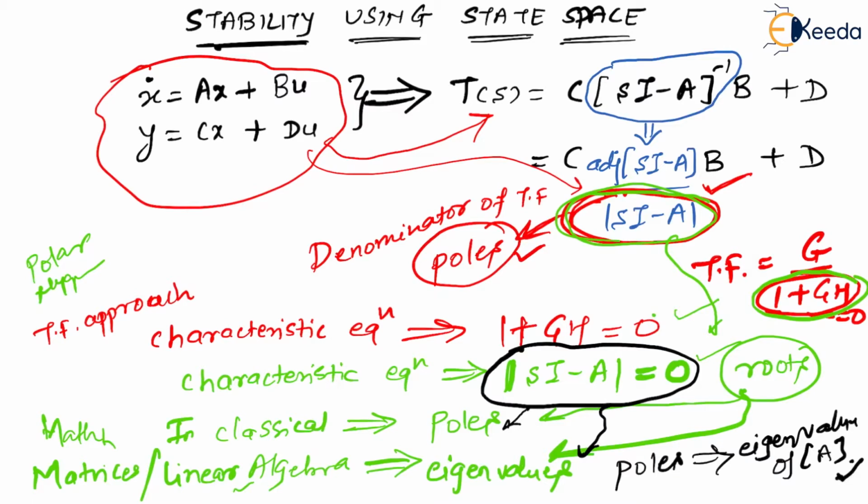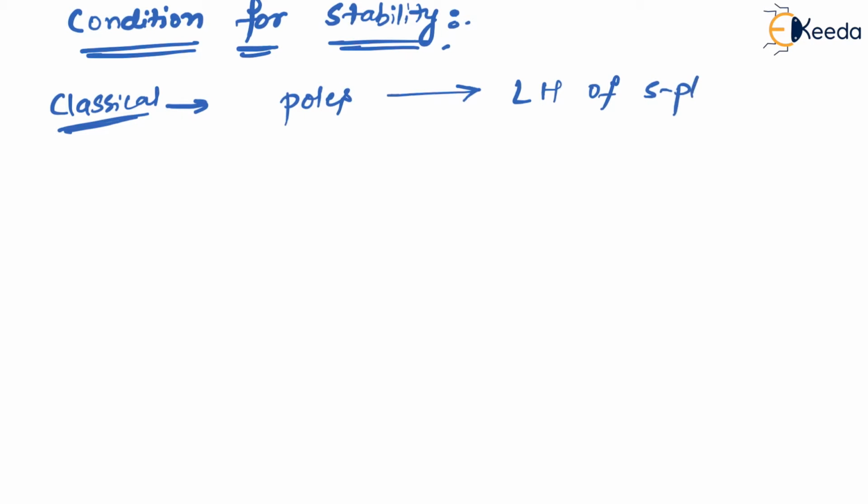Eigenvalues of A. Right. So now let us try to understand what is the condition for stability. Because that is what is important. We have seen in our classical approach that the poles of the system should be on the left half of the open S plane. Am I right? Then only we used to call the system stable in our classical approach.